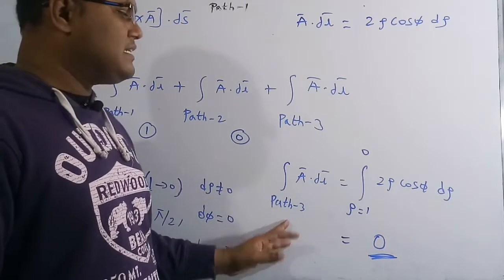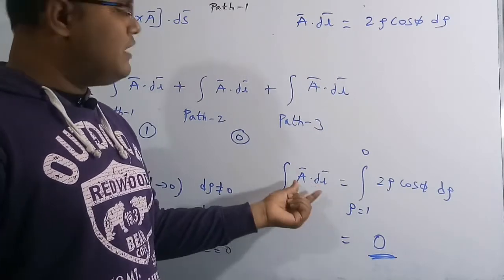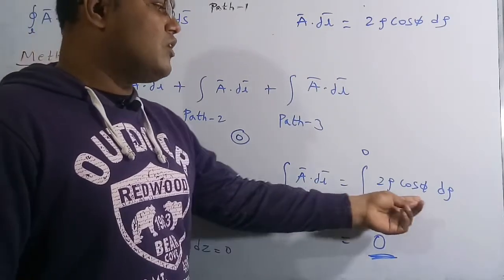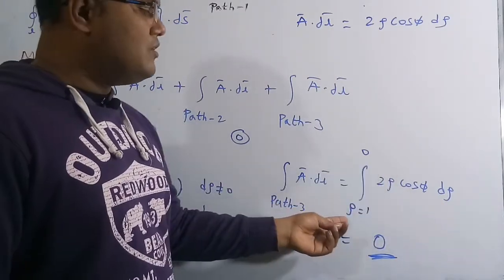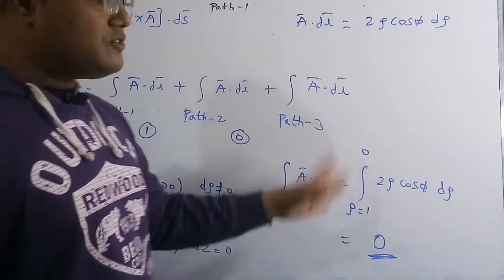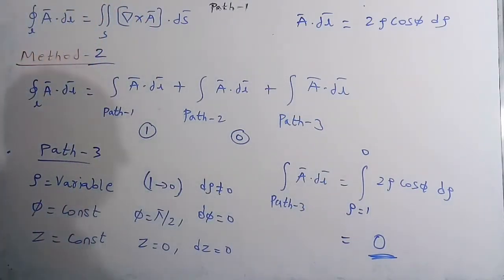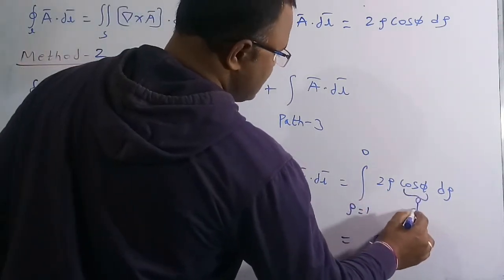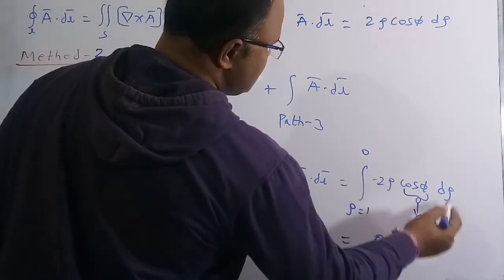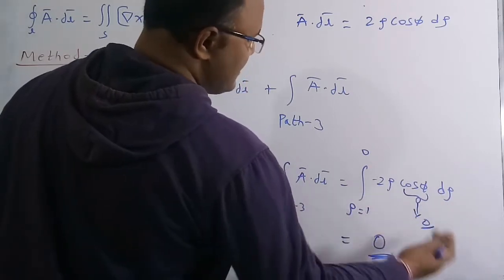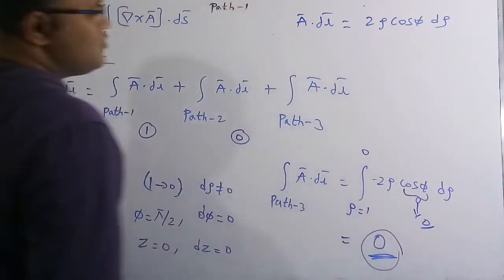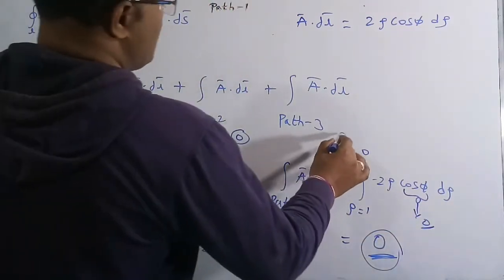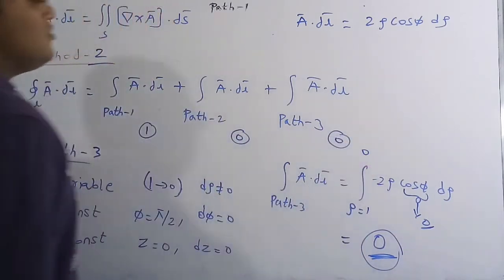So for path 3, the integral of A bar dot dl bar, we already know, is 2 rho cos phi d rho. The line integral is from rho equal to 1 to 0, but if you look carefully, phi is a constant equal to pi by 2. So cos pi by 2, which is cos 90, is 0. 0 into any integral is again 0. Therefore for path 3 the integral value is equal to 0.